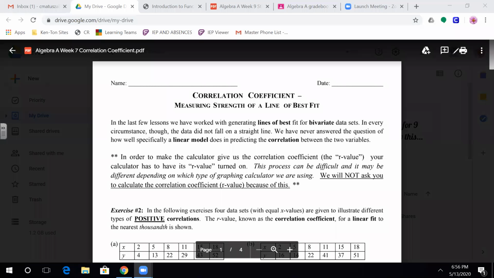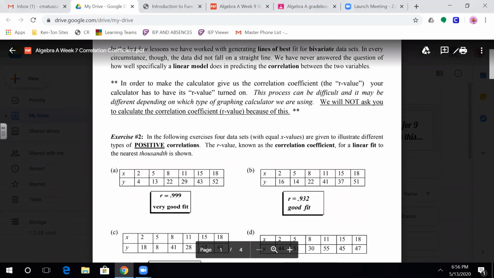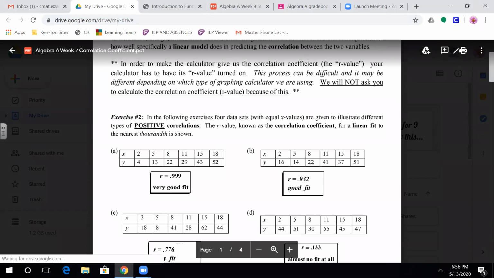Okay, so you are never going to actually have to find the correlation coefficient or the R value, because as it says on here, you all have different calculators, graphing calculators, whether using your phone or an actual graphing calculator, and the process is a little difficult, so you will not actually have to find it. What you do have to know how to do is interpret the R value or correlation coefficient, which is the exact same thing.